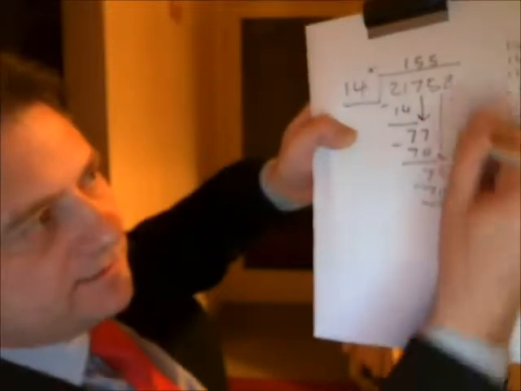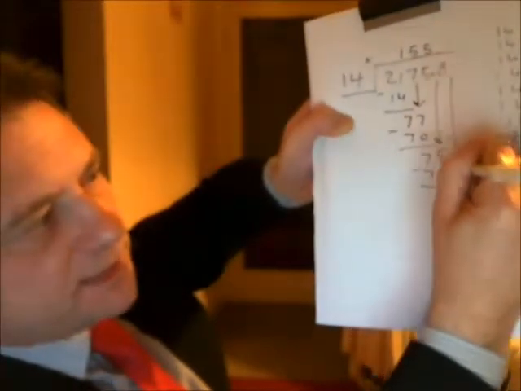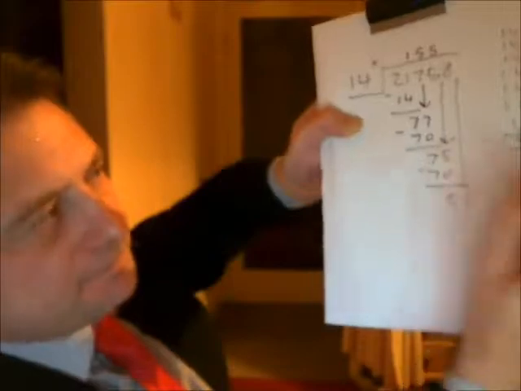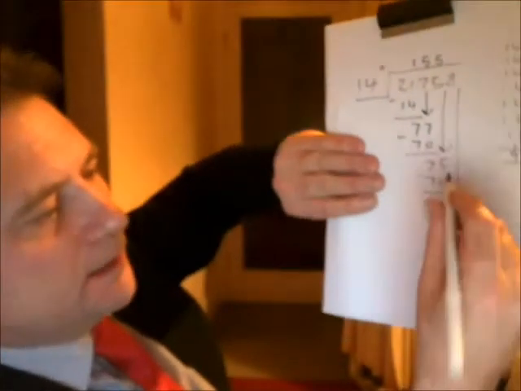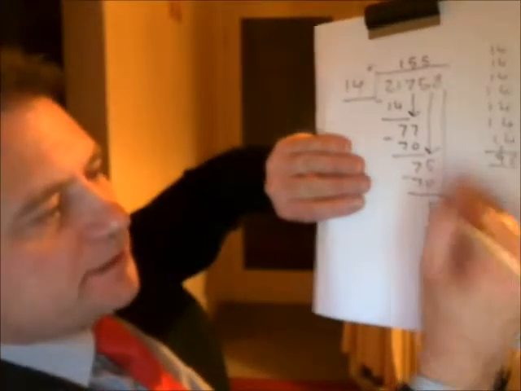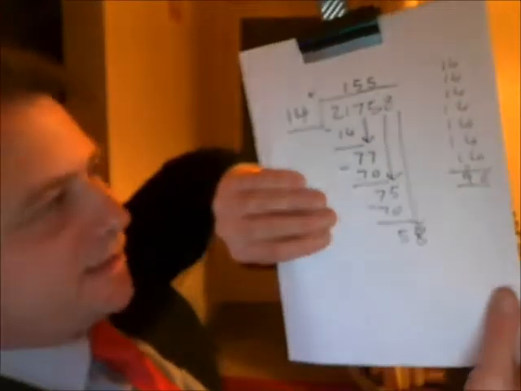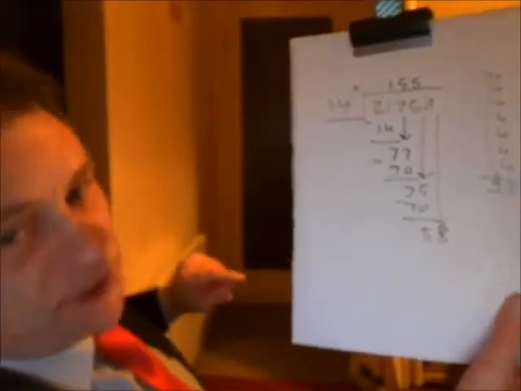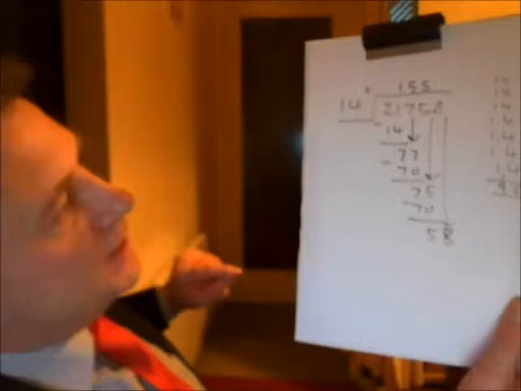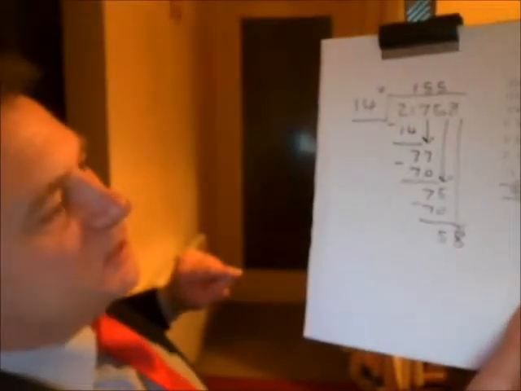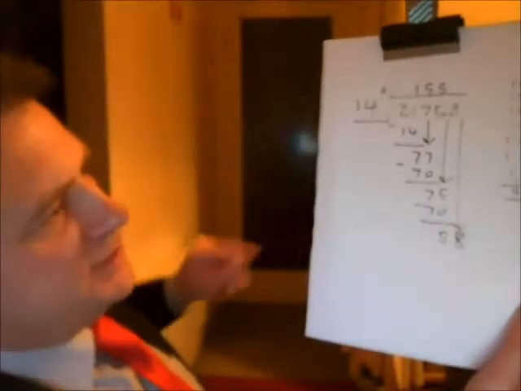Leaves us with 5. The final number we're bringing down is the 8. I really must apologise for that terrible writing, but I'm holding this in a very awkward fashion. Much easier when I've got my blackboard in the classroom. Right, what's 14 into 58?